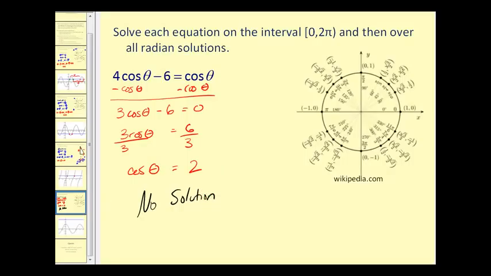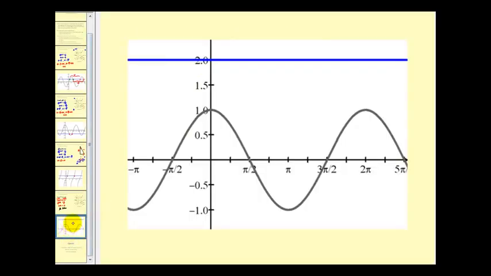Let's go ahead and take a look at this one graphically as well. Here we have the graph of y equals 2, and there's y equals cosine theta. Since they don't intersect, this verifies our answer of no solution.